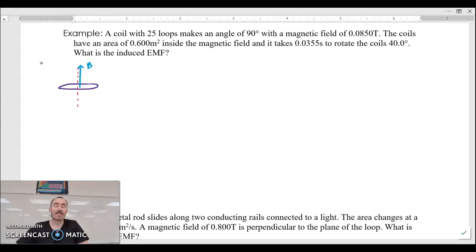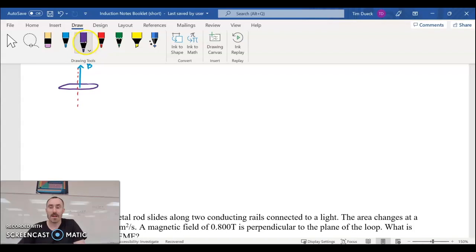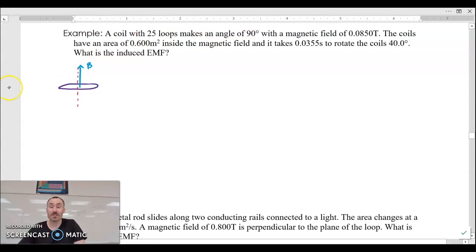And then it says that the coils rotate 40 degrees. Now, it doesn't really matter which direction they rotate. The change is going to be the same no matter what. So there's our original, and then the coils rotate 40 degrees. It's not the field that rotates 40 degrees, and this is a more practical situation, because usually that is what's going to happen. You've got a stationary field and you've got loops spinning, or a coil of wire spinning inside the magnetic field.